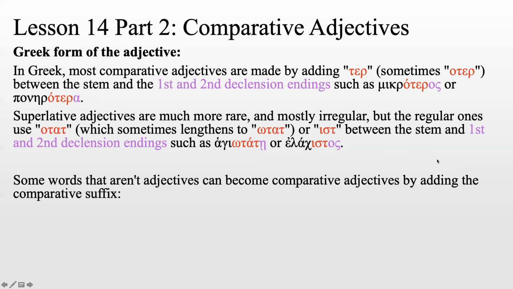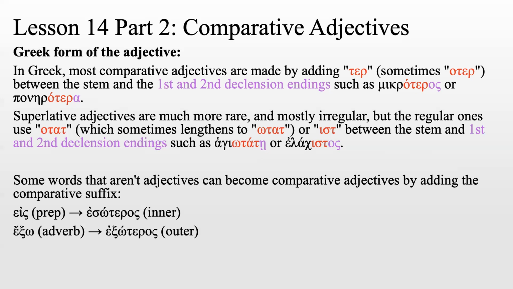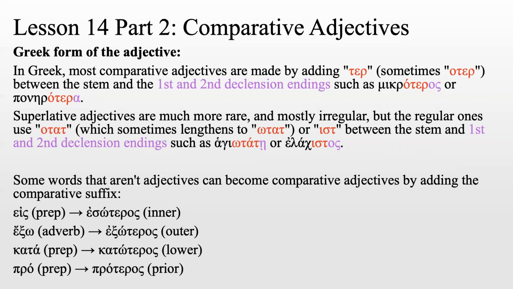Some words that aren't adjectives can become comparative adjectives by adding a comparative suffix. So ace is the preposition in. Esoteros means inner. Exo is an adverb meaning outside, so exoteros means outer. Kata is a preposition meaning down, so katoteros means lower. Pra is a preposition meaning before, so proteros means prior, or the one that is before, or the more before one.